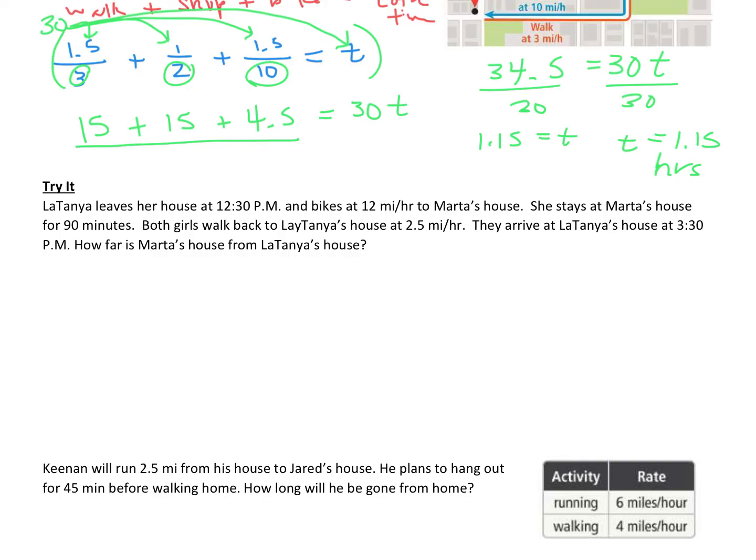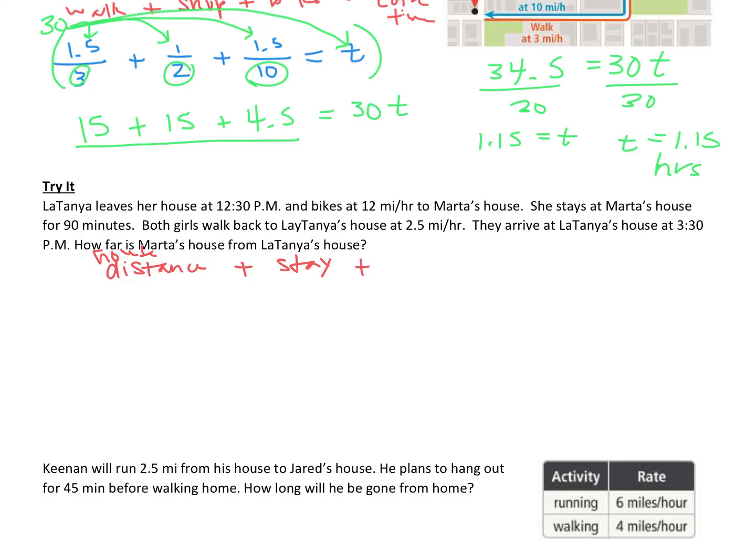Okay, well, let's think about it in words again. So first, Latanya is going to Marta's house. So the distance between the houses, I'm just going to call it house distance. So she's going from one house to the other house, and then she's going to stay there. She's going to stay at Marta's house, right? For 90 minutes. And then they walk back.